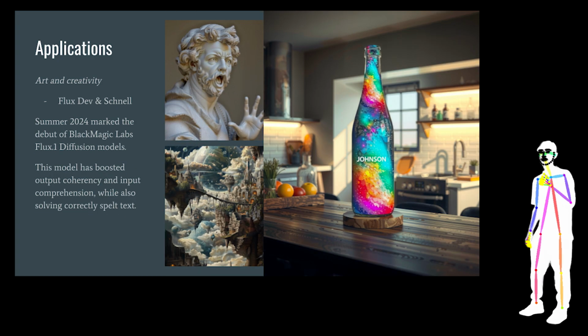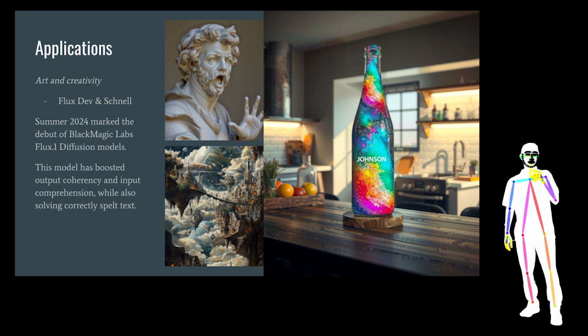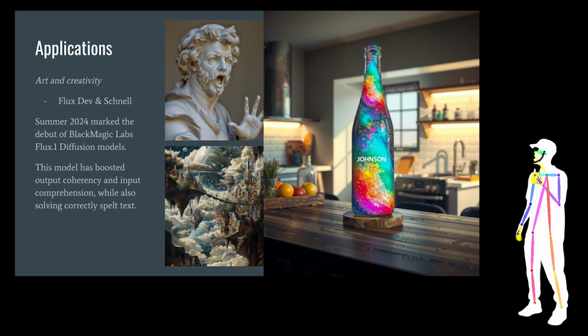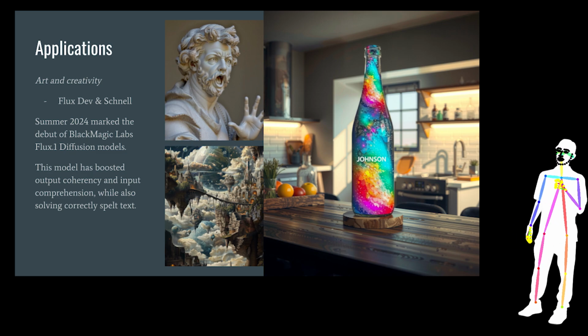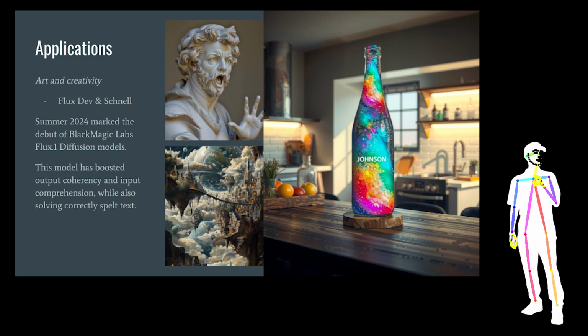Okay. So Flux, Dev, and Schnell arrived this summer. They're from Black Forest Labs, and they're the best models out there right now. They can do text, and as you can see, we've got ourselves, and that's Decra, if you remember the Decra model that we looked at earlier, but he's been transformed into a Roman Greek statue.